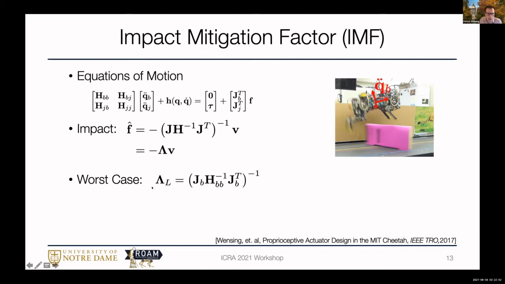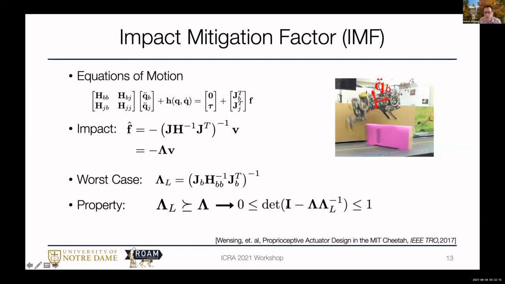Now you can think this locked inertia has got to be worse, or larger, than the regular contact inertia, and you can prove that that's the case. And the implication of that is that this following quantity, this determinant of identity minus lambda times this locked inertia inverse, this determinant is between 0 and 1.